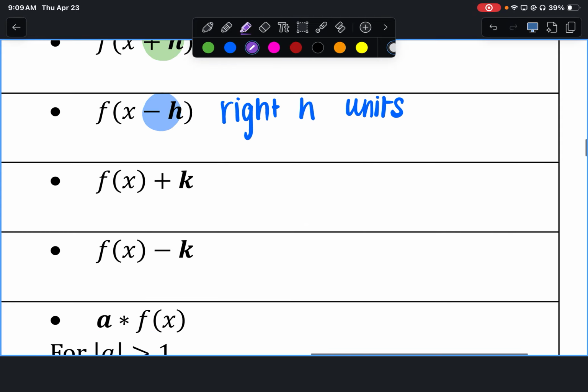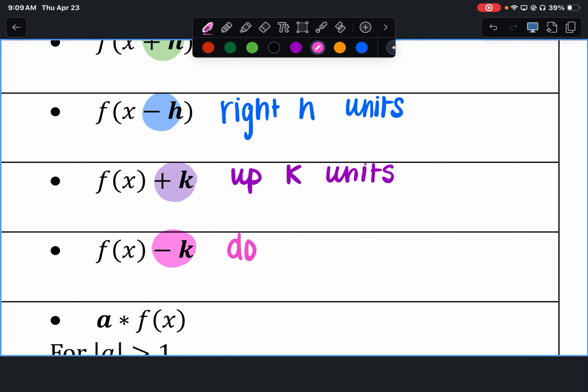All right, what about the plus k? If it's outside the function, how does that affect our graph? It will go up k units. Okay, what about a minus k outside of our function? So those are the ways that our graph can be shifted, left, right, up, or down.